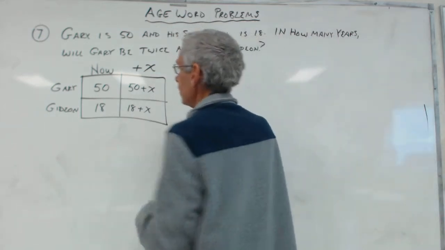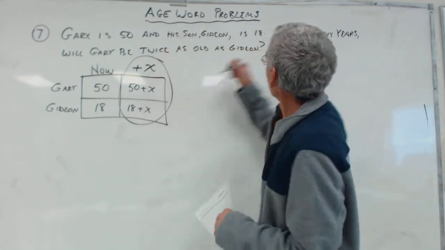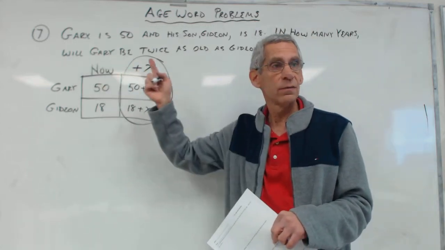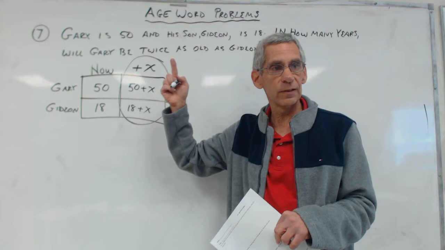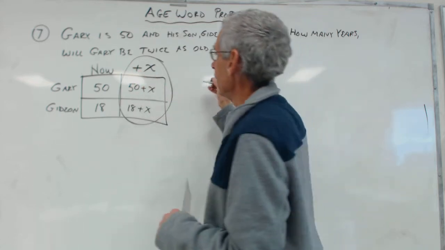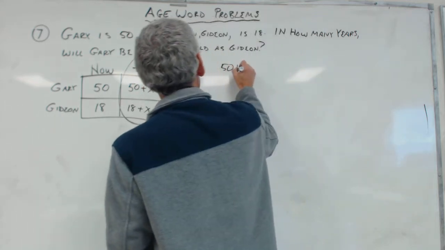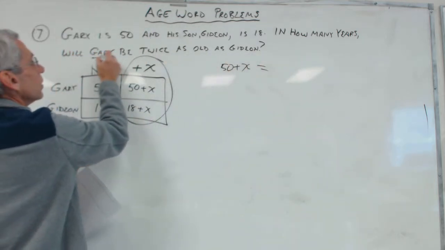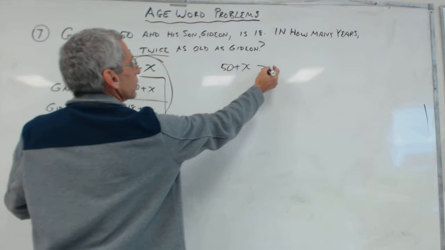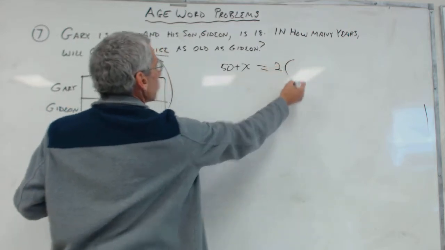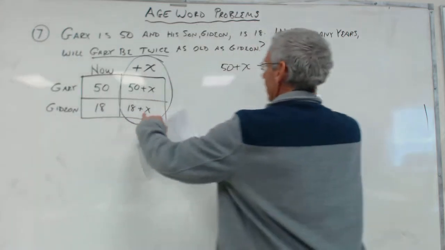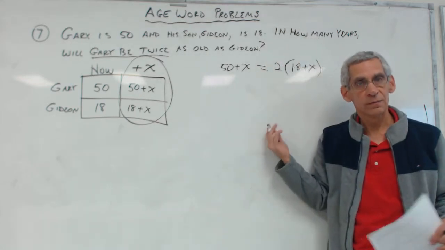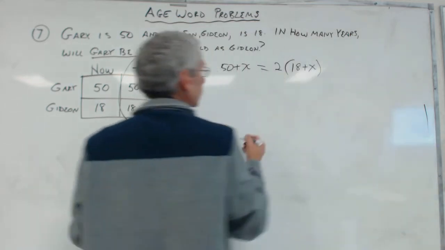That's what we do. So we're talking about this 50 column, plus X, because in how many years Gary will be. 50 plus X is equal to Gary will be twice as old, so 2 times 18 plus X. Does that make sense? Pretty easy, right? Now you just solve it.